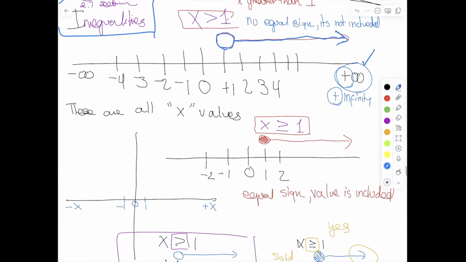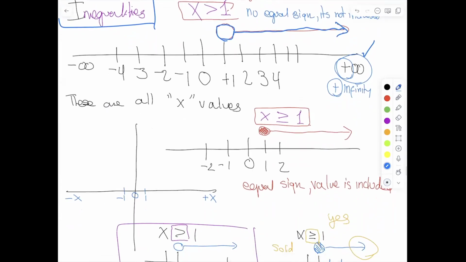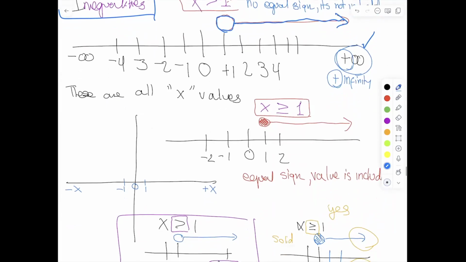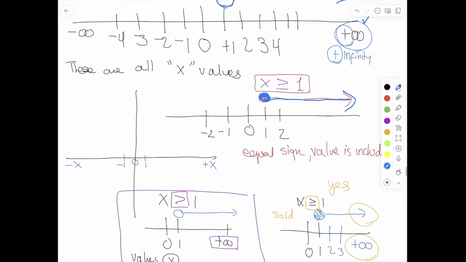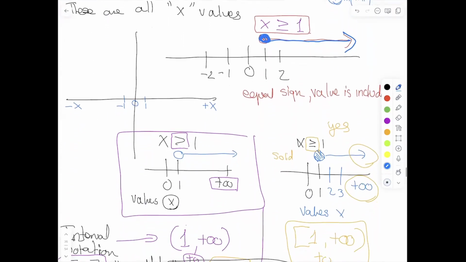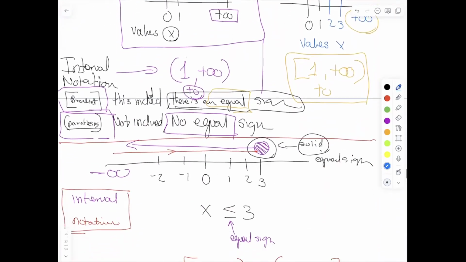Now, in the second example here, x is greater than or equal to 1. What's happening here is that I have an equal sign. So that means this is solid, right? This is all solid. And then this is going to go all the way to positive infinity. All right. So now how would we write that in interval notation? And that's when I introduced interval notation.